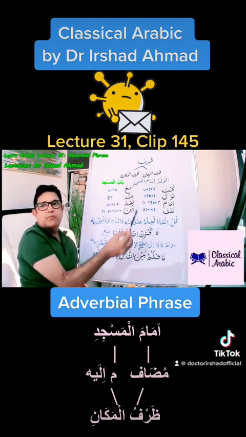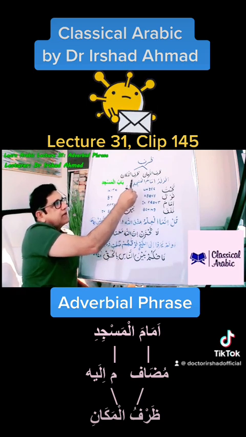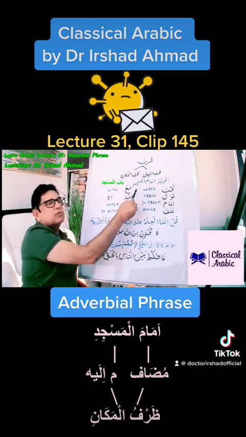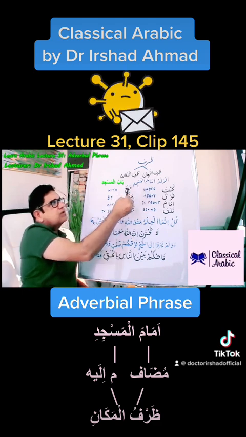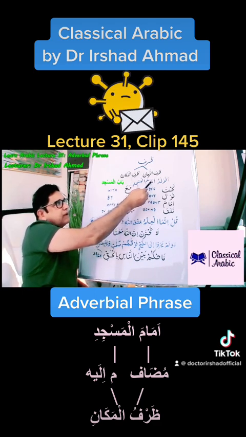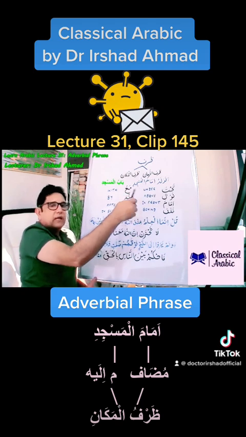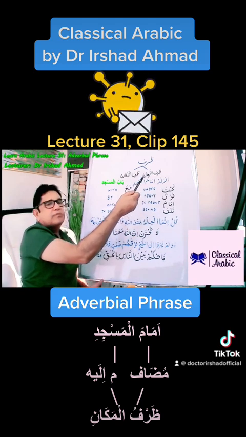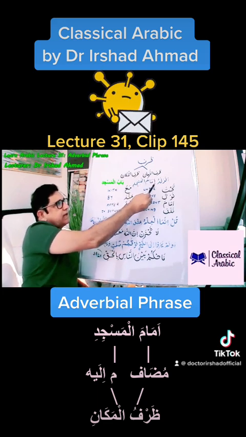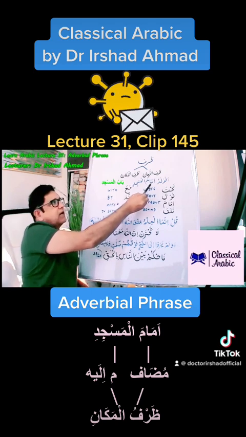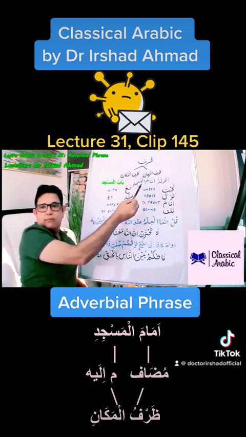In grammar books of Arabic which are written in Urdu, they typically analyze this saying this is zarf and this is mudaf ilayh. So then they say zarf and mudaf ilayh combine to make this phrase, which then acts as whatever in a sentence. It could be, for example, khabar in a sentence. But really, if we look at it, this whole construction is zarf. Amam al-masjidi is zarf, and this is zarful makan.